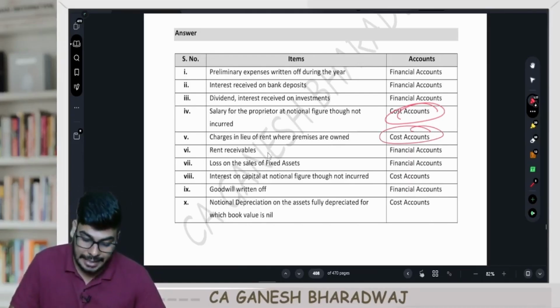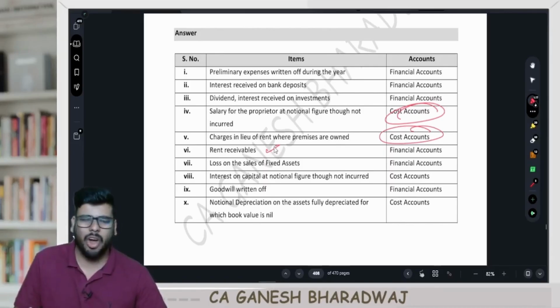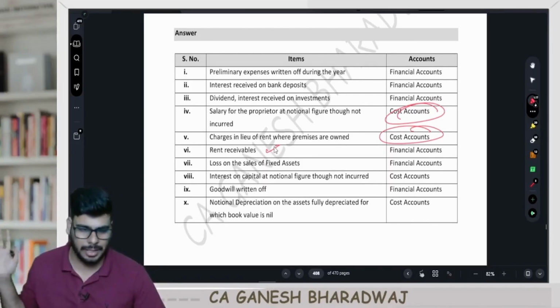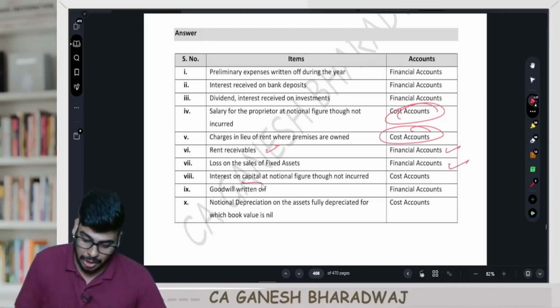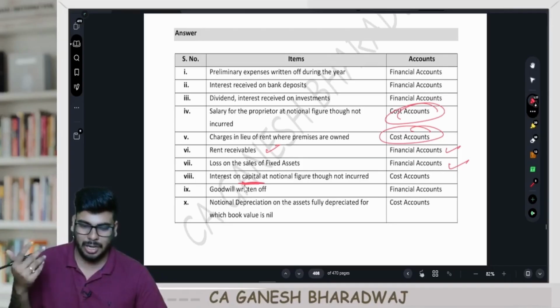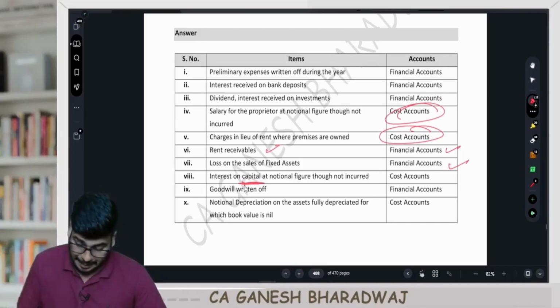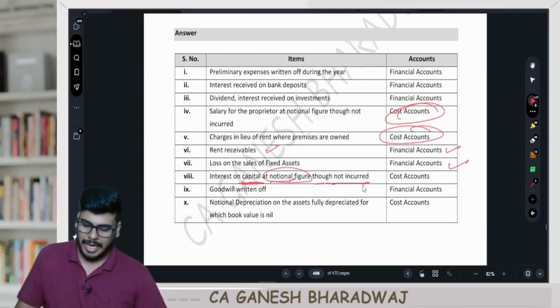Then rent receivable. Obviously, income, the only income considered in costing is what? Sales. That's all. So financial accounts. Loss on sale of fixed assets, financial accounts. Interest on capital, whether it's notional or not, ever. Okay. Interest on capital at a notional figure, though not incurred. Ideally, it will not come under cost accounts and financial accounts.